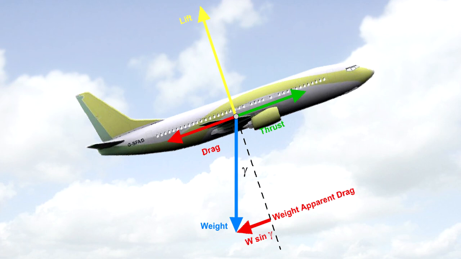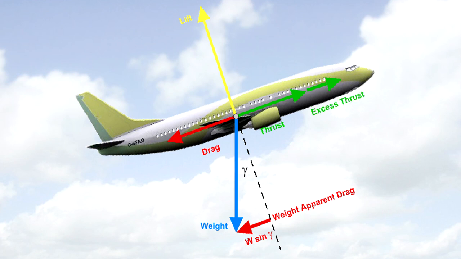This component is known as weight apparent drag. It can be calculated by multiplying the weight by the sine of the angle of the climb, gamma. You'll now notice that the magnitude of the rearward acting force is now more than that of the forward acting force. If the situation were left unchecked, the aircraft would decelerate. To maintain a steady speed along the flight path, an additional amount of thrust is therefore needed to balance the magnitude of the weight apparent drag.